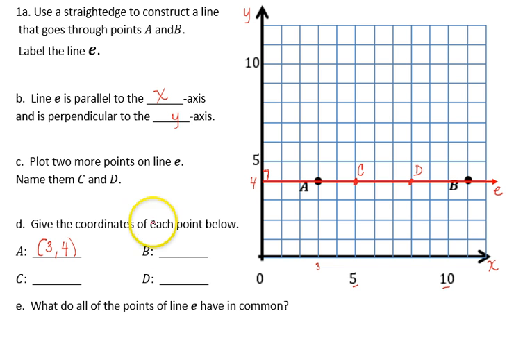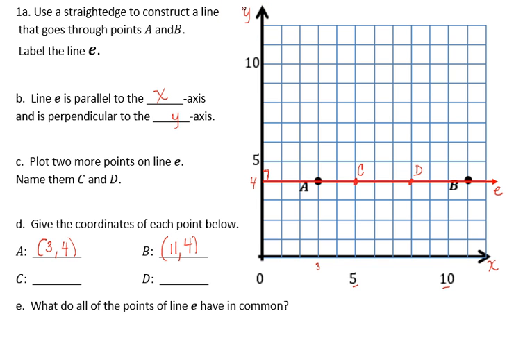We'll do the same thing for point B. I'll move over on the x-axis. I see that it is at 11 for its x-coordinate. I'll travel up that line and see that the B is across from 4 on the y-axis.